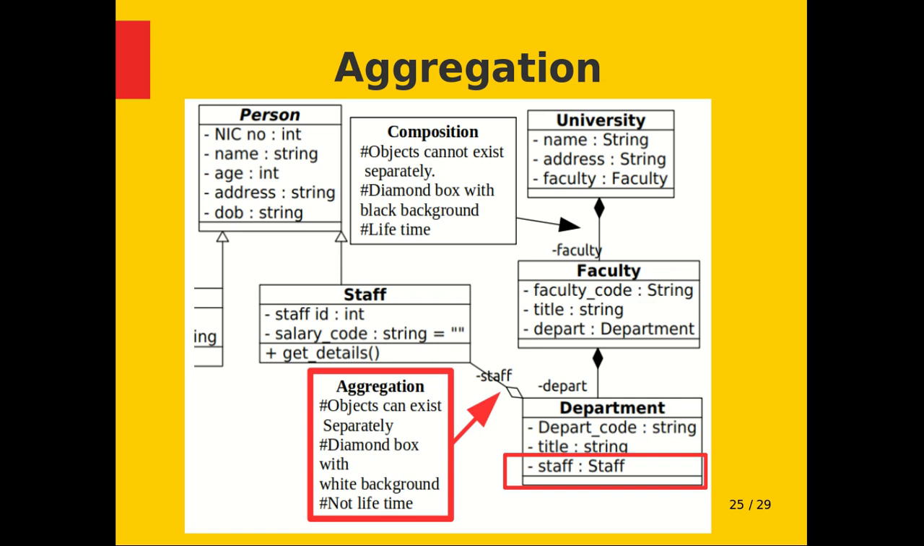The aggregation relationship is denoted by a line with a white background diamond. This is a one-to-many relationship. One side is department and the many side is staff. The white background diamond is headed to the one side, that is department.